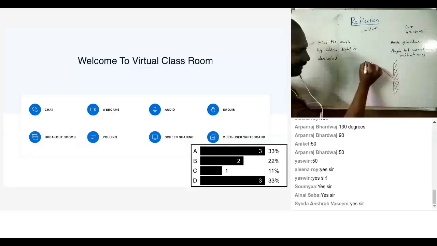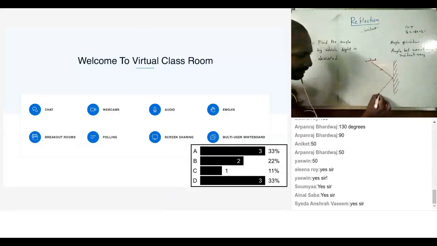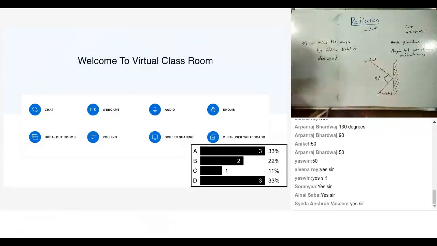Let's say this is the incident ray, this is the surface, and this is the reflected ray. Now this is the incident ray and this is the reflected ray. The angle between them is 90 degrees. Now the question is this: find the angle by which light gets deviated.